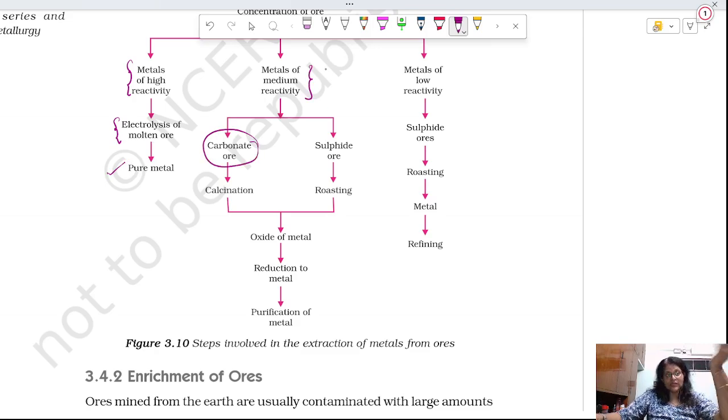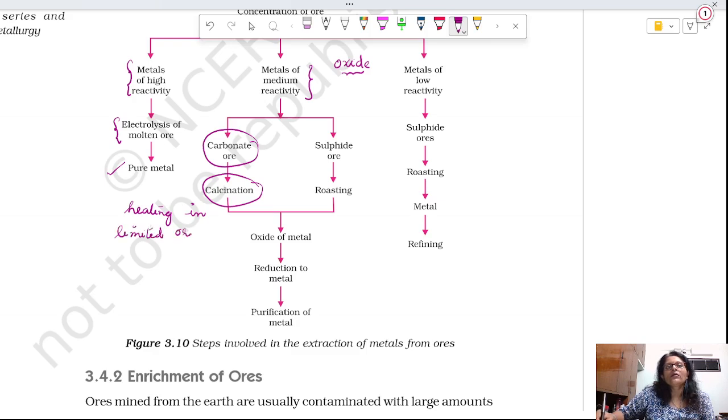So first, why are we doing it? It is very easy to extract metal from its oxide. So first we will convert it into its oxide, and then we will do the reduction. If it is a carbonate ore, what will we do? We will do a method called calcination, that is heating in limited or absence of oxygen. And for a sulfide ore, we will do roasting.